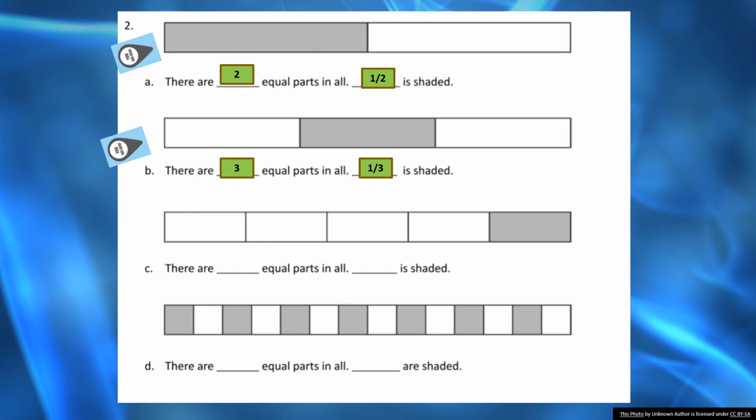Let's go ahead and move on to C. How many equal parts do you see here? 5. There are 5 equal parts. Now, out of the 5 parts that you see, how many of the parts are shaded? That's right. 1 out of the 5, or 1/5, is shaded. Very good. Now, let's go on to the next one here.